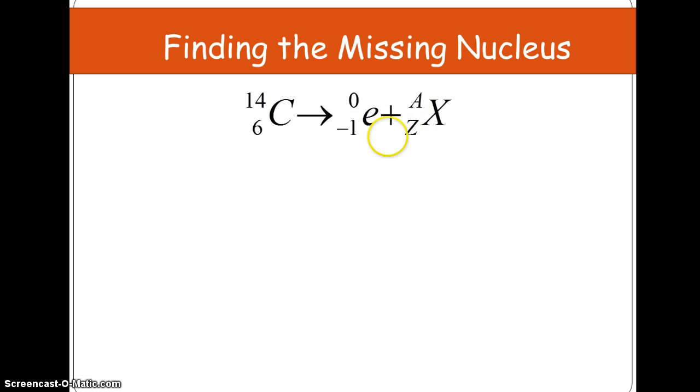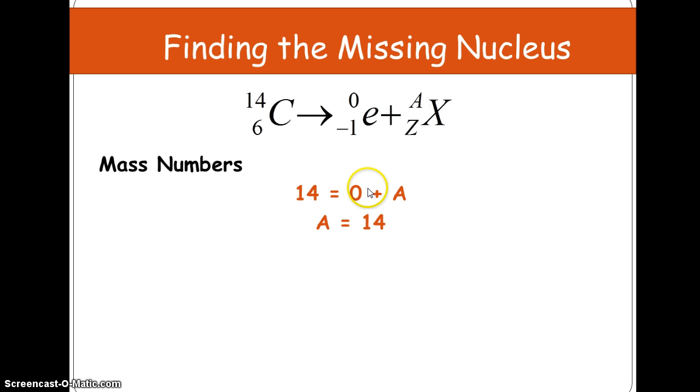Let's try another problem. Here, we have carbon-14 undergoing beta decay, because we know it's decaying into a beta particle and a mystery nucleus. So let's solve for this symbol here. Once again, we know the mass numbers are going to be the same on both sides. 14 is equal to 0 plus whatever A is, whatever the mass number is on the right. Subtract 0 from both sides. A is going to be 14. So we know the mass number is going to be 14.